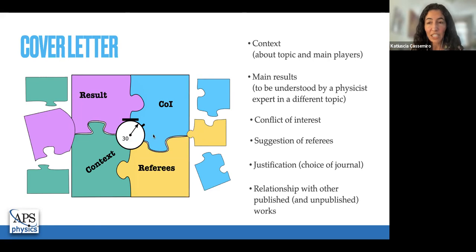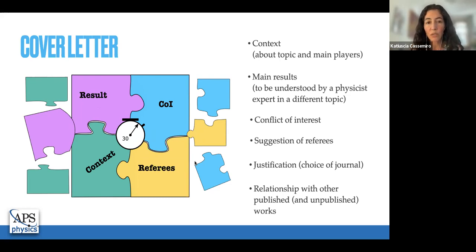And so you have essentially 30 seconds to tell this colleague what you achieved in a very informal way. You tell what your result is and why it matters. This is what I want to see in the cover letter. It can be informal, but it can also be very formal if you prefer, if it's your style.